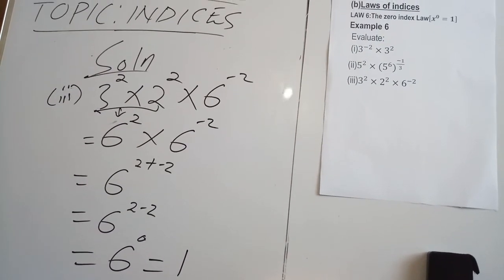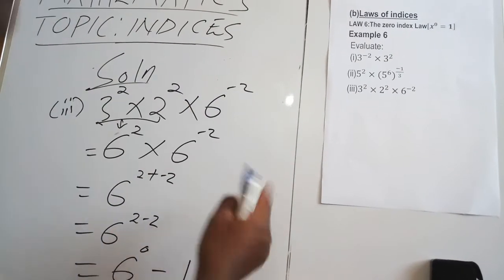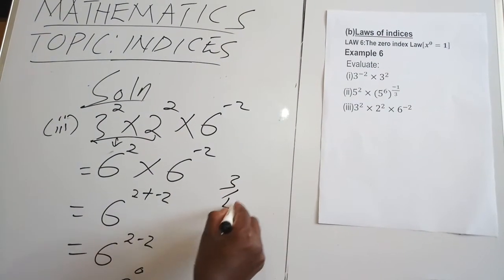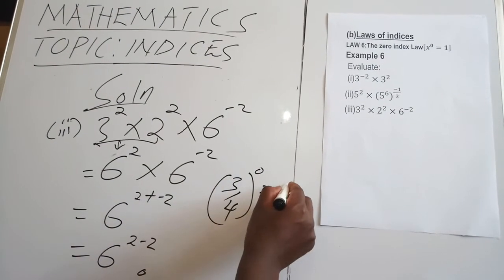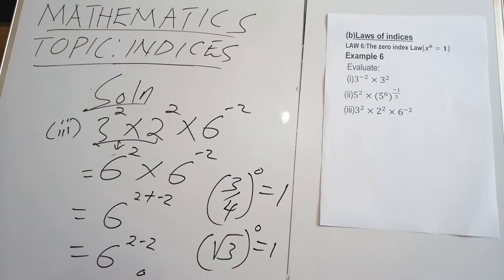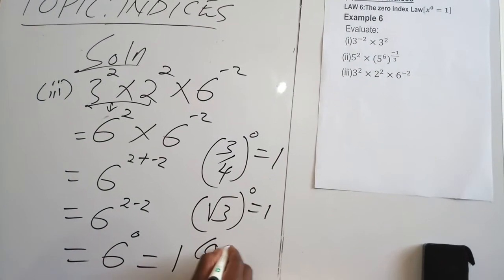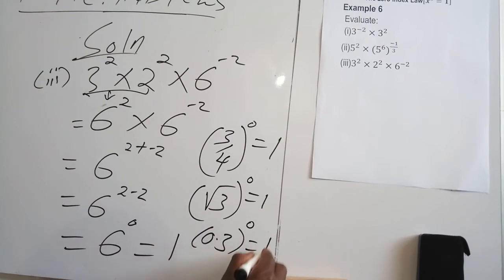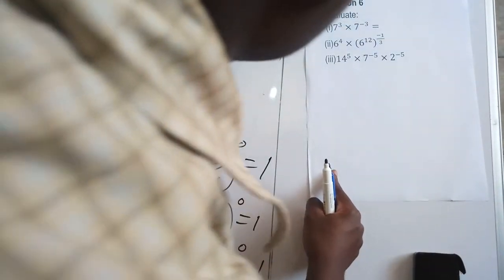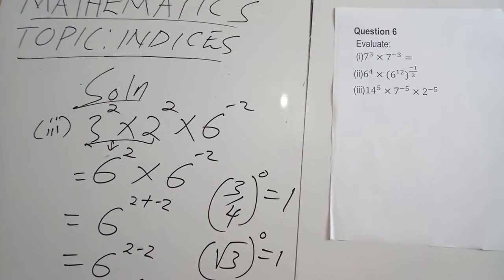That marks what? The end of the coverage of law number 6, which is the zero index law. Remember, anything raised to power 0, be it a fraction like 3 over 4 to power 0, you always get what? 1. Be it a third, anything raised to power 0 is 1. Be it a decimal, of course, a decimal like 0.3 raised to power 0, you always get what? 1. Don't forget that.